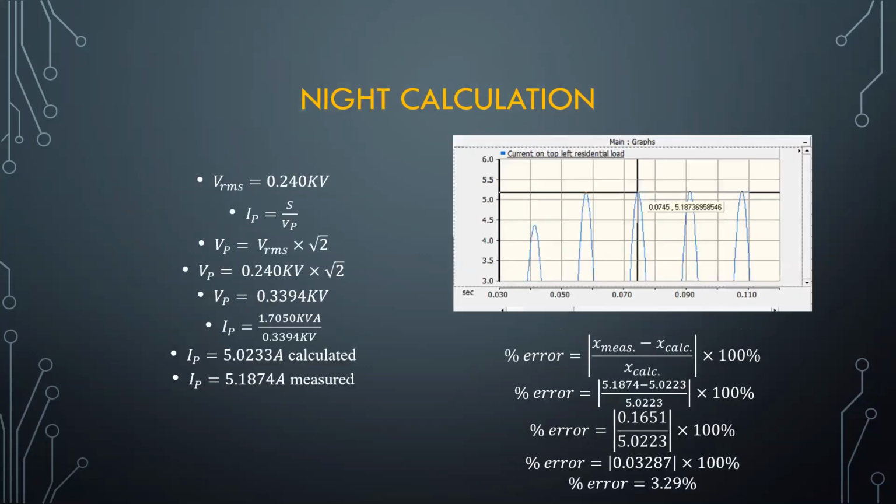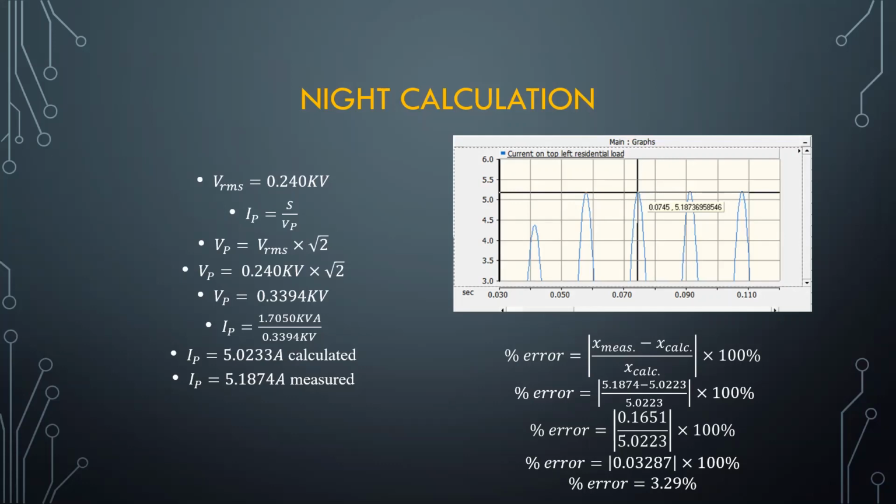So the difference between our day calculation and our night calculation is that for the night calculations, for simplicity, the industrial and the commercial load were removed, and we just compared the current between the day and the night residential load. The percent is 0.42 higher on the night schematic, and this is due to a higher current going to the residential load.